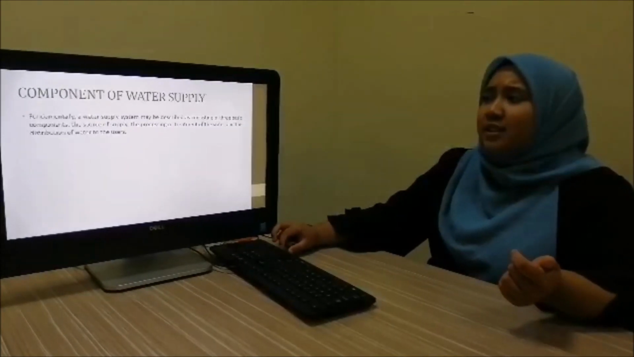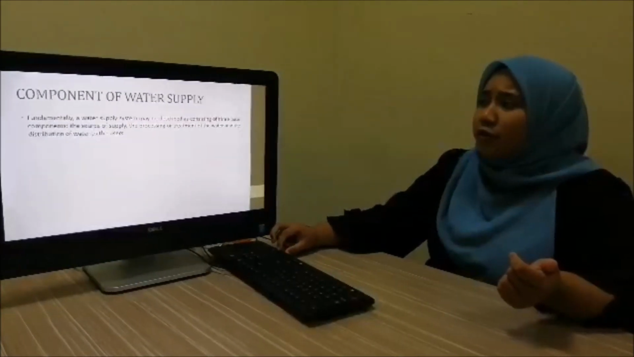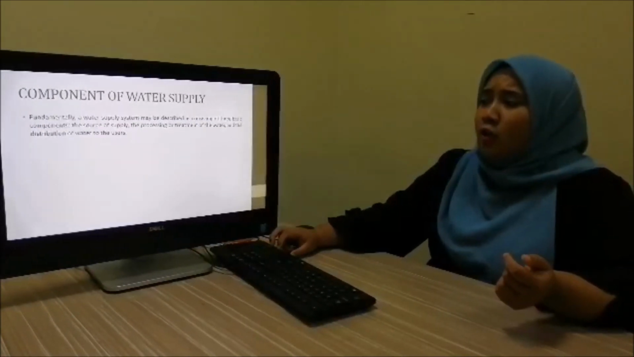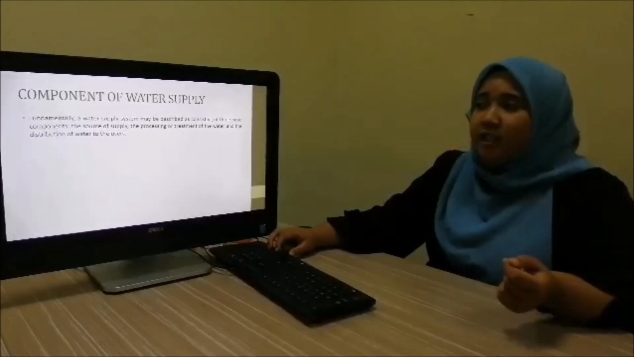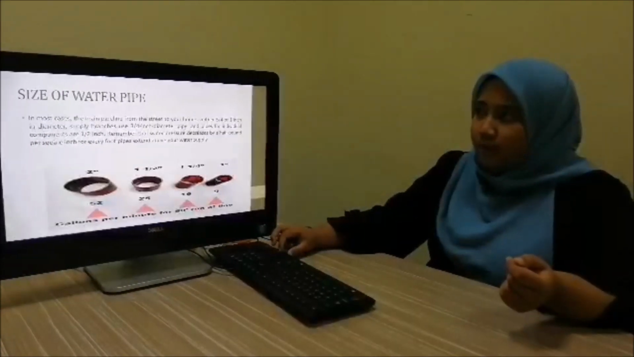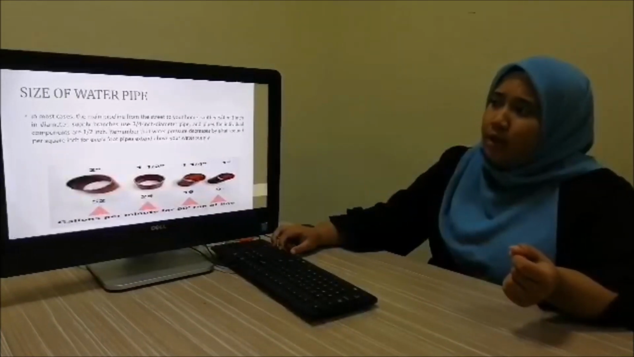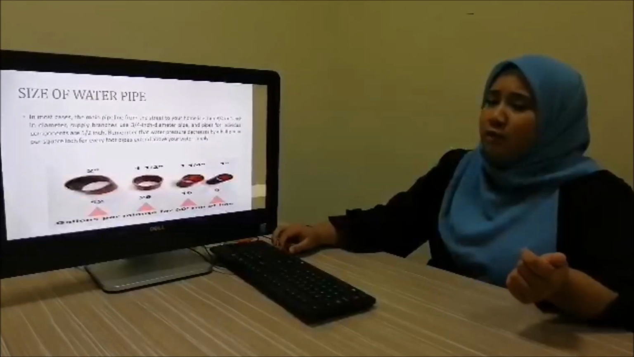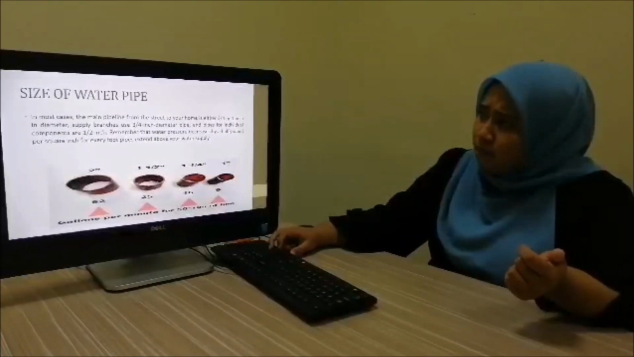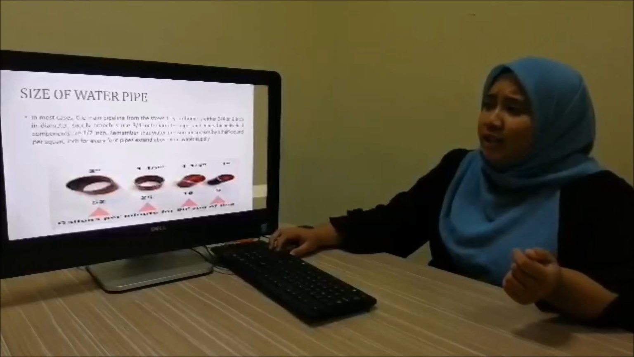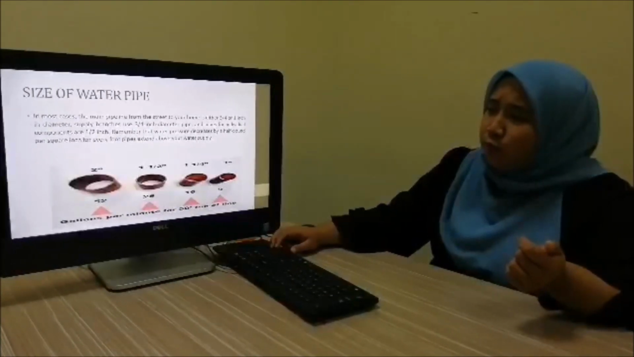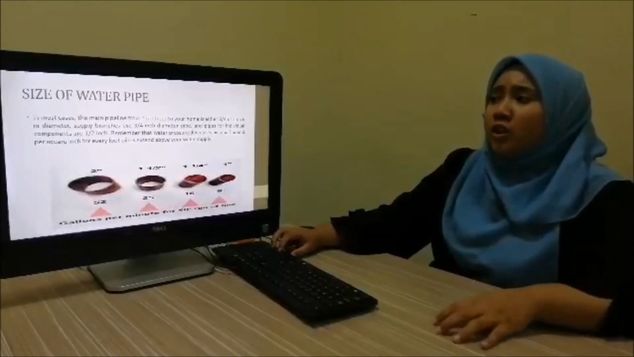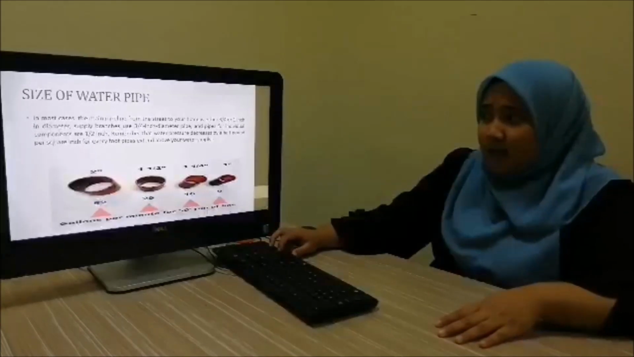Components of water supply. Fundamentally, a water supply system may be described as consisting of three basic components: the source of supply, the processing or treatment of the water, and the distribution of water to the user. Size of water pipe. In most cases, the main pipeline from the street to your home is 3/4 or 1 inch in diameter. The supply branch uses 3/4 inch meter pipe, and pipe for individual fixtures is half inch.